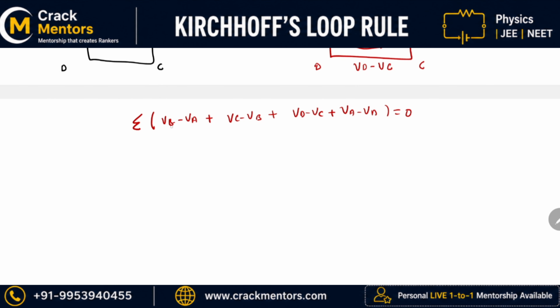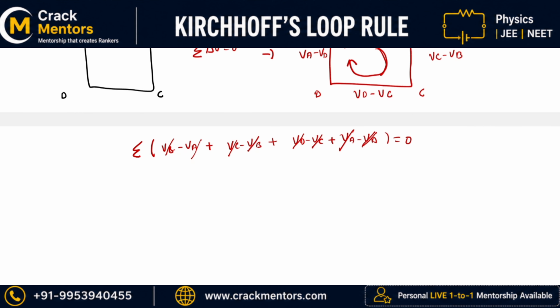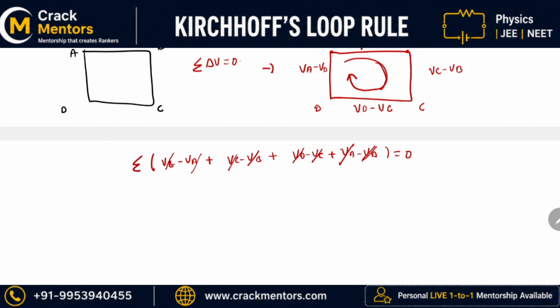You can have a check on this. See, VB gets cancelled, this was G. VB gets cancelled, VA gets cancelled, VC gets cancelled, VD gets cancelled. What I can finally say from here is that the summation of the net potential difference, the change in potential difference, is equal to 0.